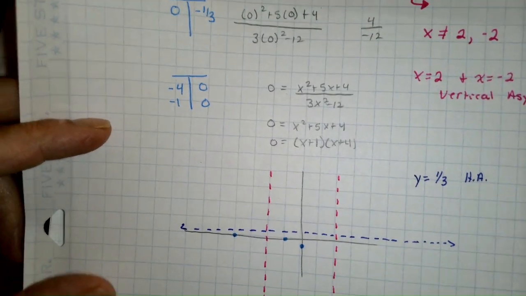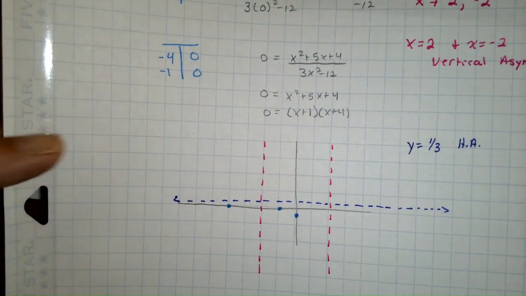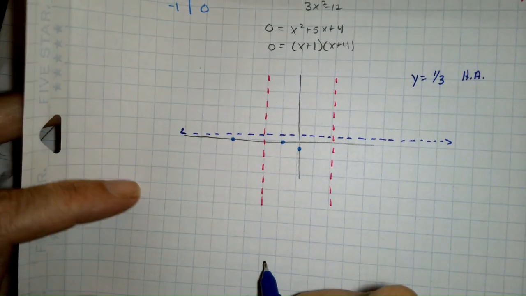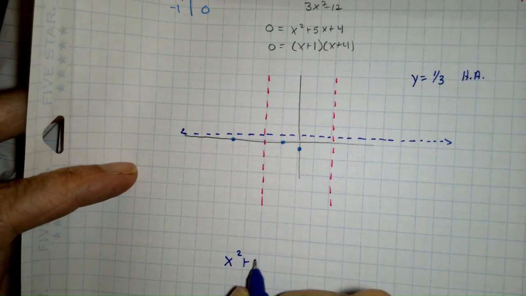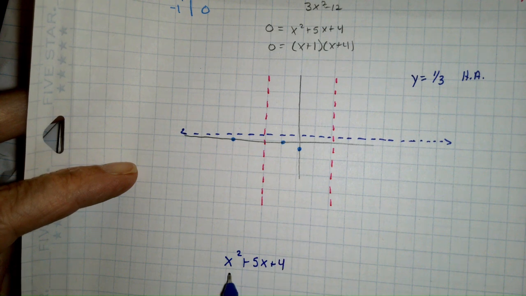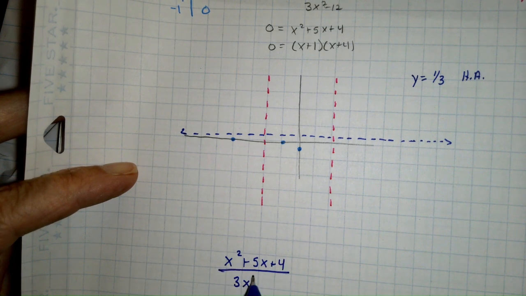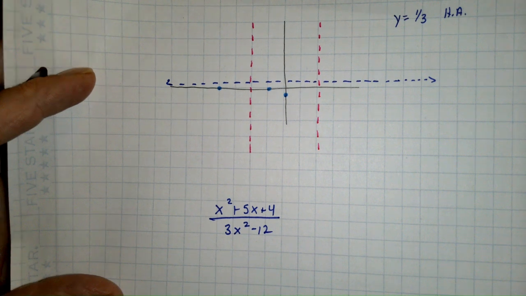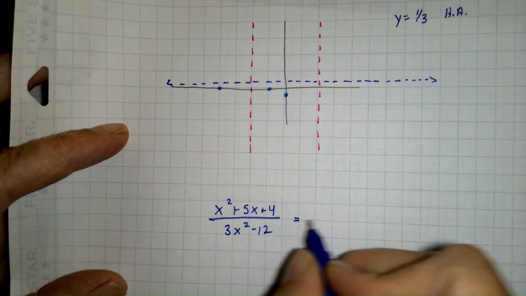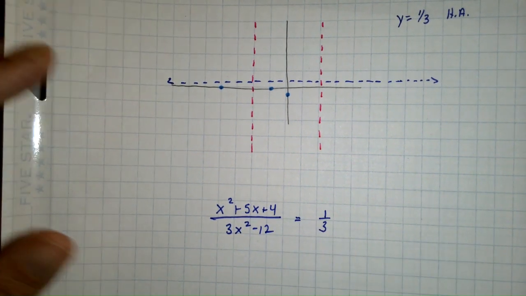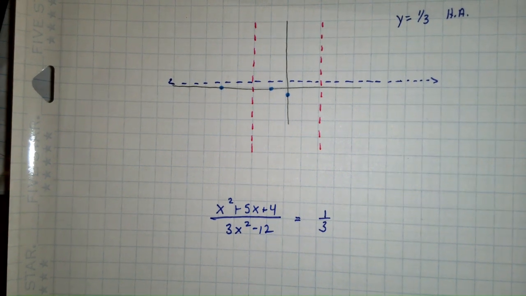Now some textbooks will say, do you cross the horizontal asymptote? So let's check. Here's our equation. Will it ever cross our horizontal asymptote? Meaning, substitute that y value. Okay, we have a proportion. Not a big deal, we can cross product.